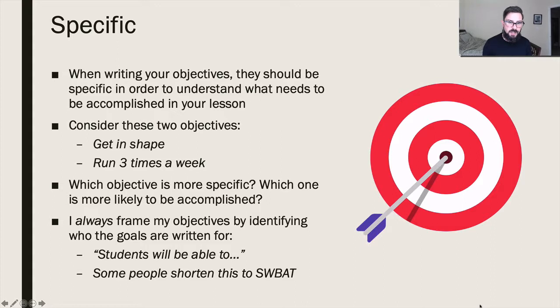I always frame my objectives by identifying, like I said already, students will be able to, but sometimes people shorten it up to just be SWBAT. So students will be able to. Again, like I said, it's important for you to say what the students should be able to do by the end of your lesson. So that's what makes it specific. What are they going to do by the end of your lesson? What are they going to be able to do by the end of your unit?